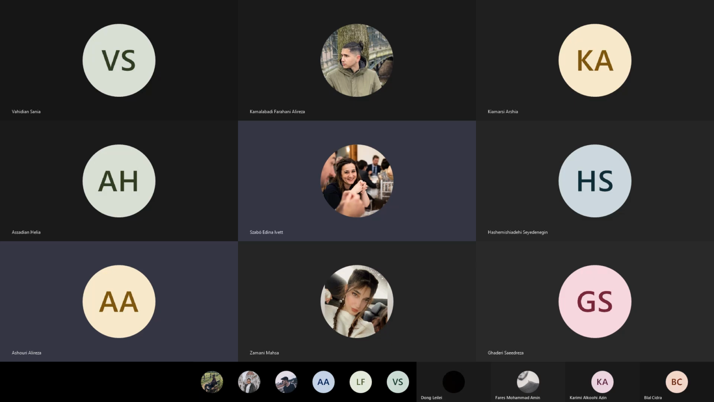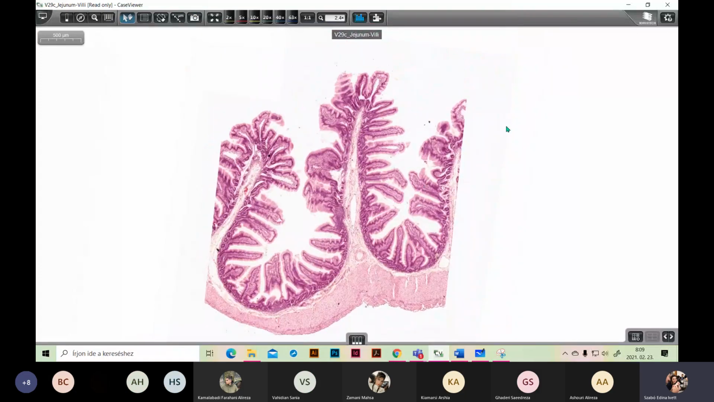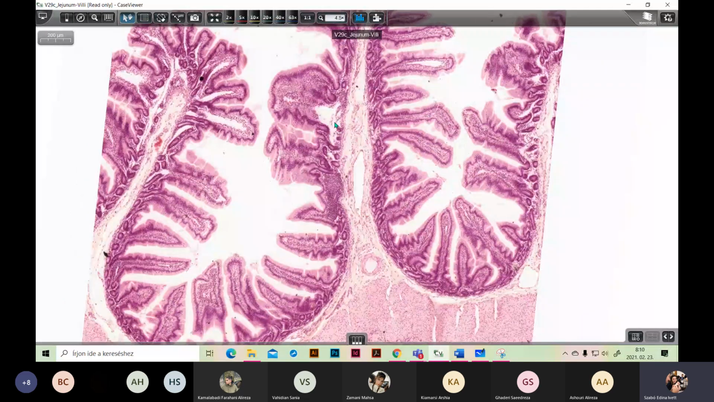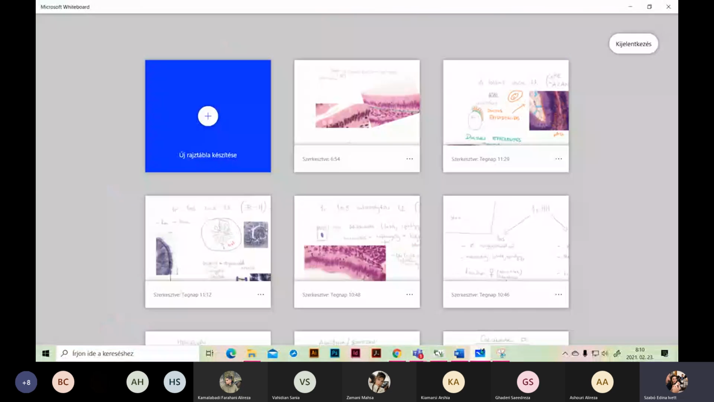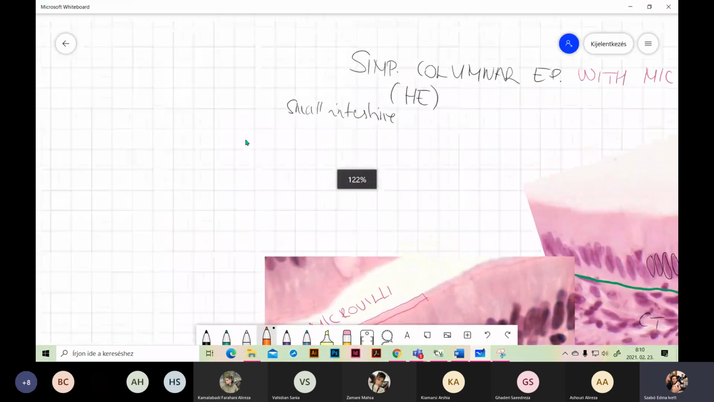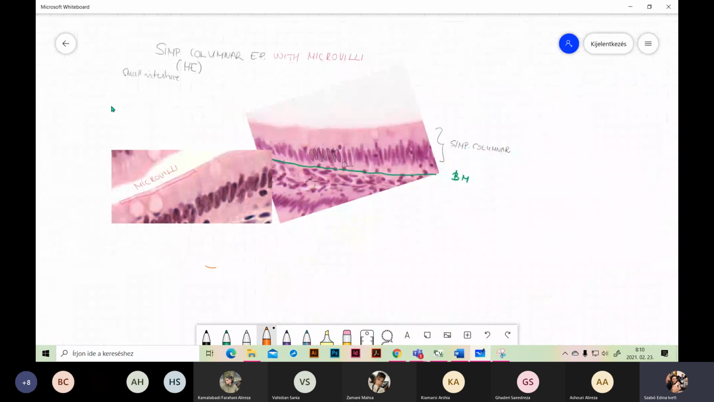Okay, so let's start with the columnar epithelia. Share my screen. This slide was the last slide of last practice. Here you can see the simple columnar epithelia with microvilli. Do you remember this slide where we made this small summary? So let's see this slide. We will see again step by step.